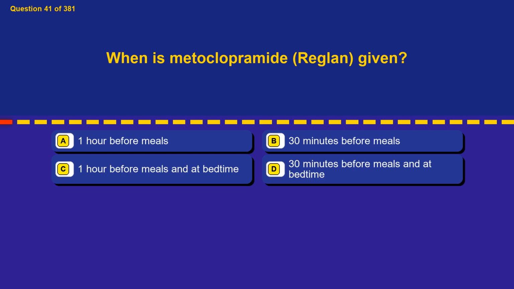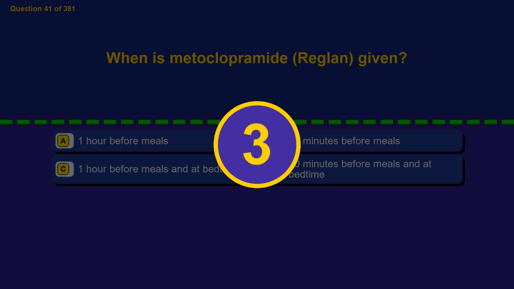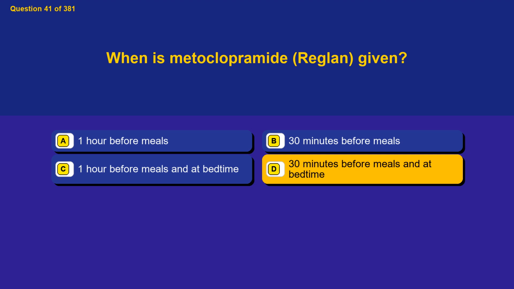Question 41. When is metoclopramide, Reglan, given? Option A, 1 hour before meals. Option B, 30 minutes before meals. Option C, 1 hour before meals and at bedtime. Option D, 30 minutes before meals and at bedtime. The correct answer is option D, 30 minutes before meals and at bedtime.